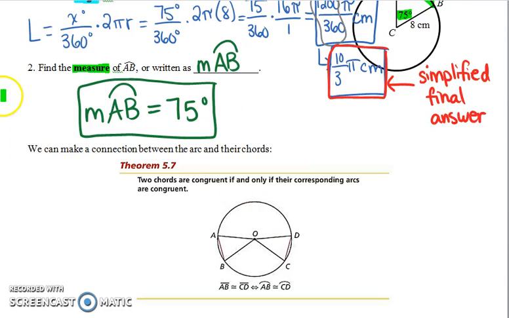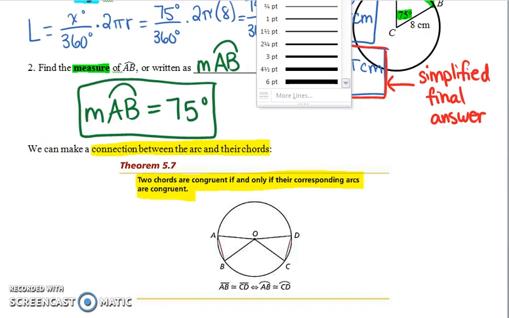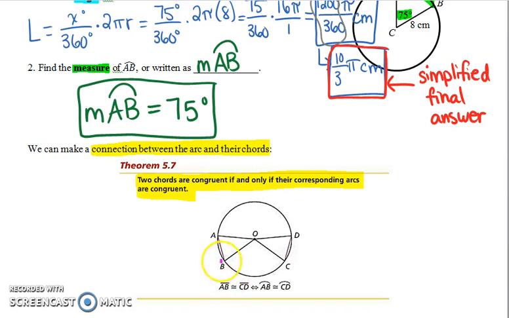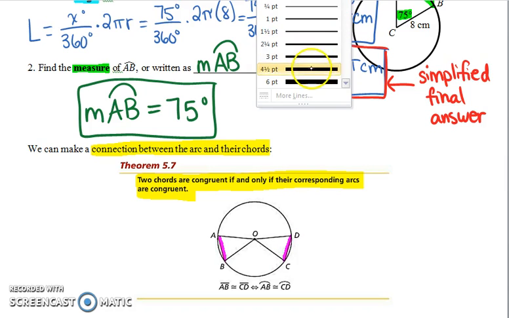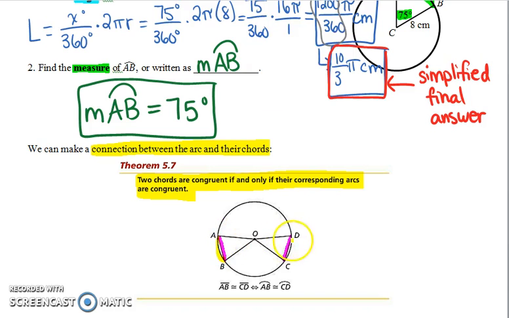The last note I want you to take on this page is that there can be a connection made between the arc and chords. The note says here that two chords are congruent if and only if their corresponding arcs are congruent. So let me show you what I mean. If chord AB, which is a segment, is congruent to chord CD, which is also a segment, then we can conclude that arc AB is also congruent to arc CD.